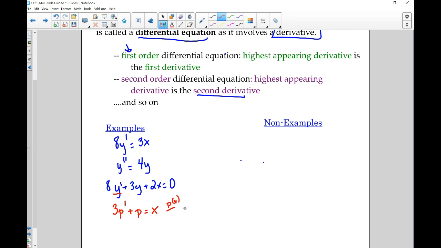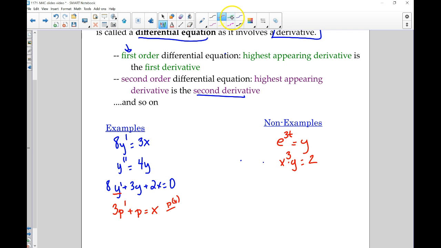Some non-examples here might be something like e to 3t is equal to y. There's no derivatives in there. And if we have x to the third times y is equal to 2, again, there's no derivative in there. Those are non-examples.